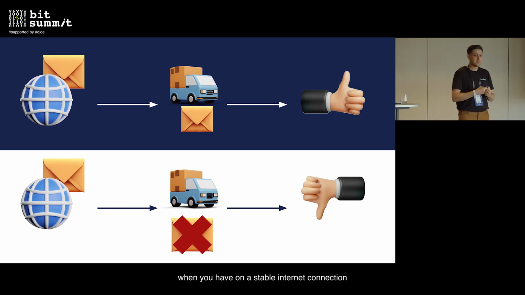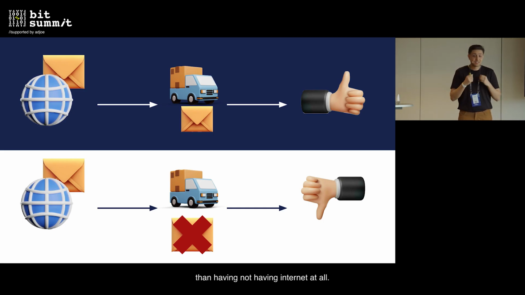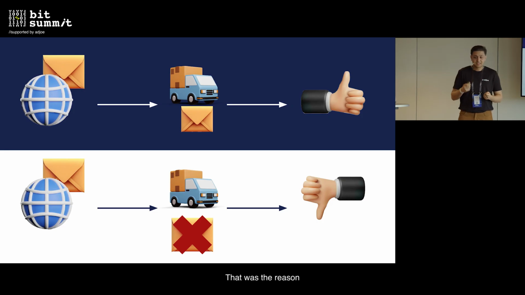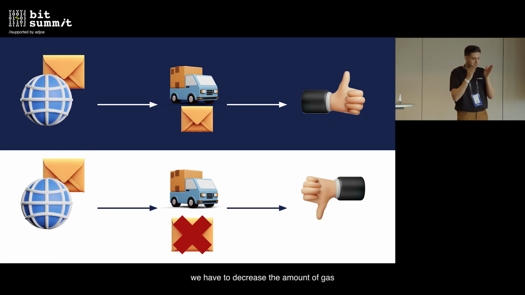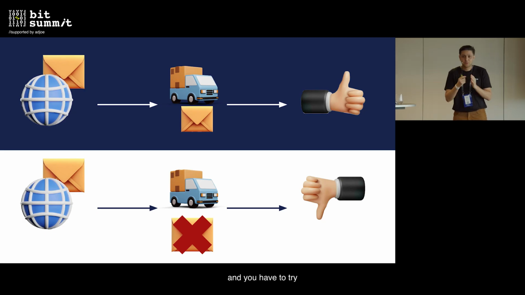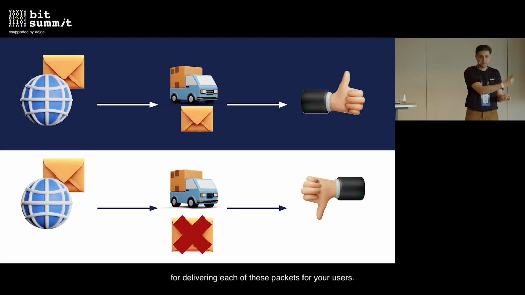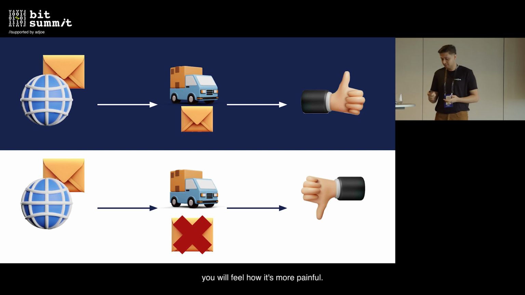That's the reason when you have an unstable internet connection and you want to access a website, it's much worse than not having internet at all. That was the reason from the first chapter when we were talking about how we have to decrease the amount of JS that we are shipping, because it will be divided into packets, and you have to try to deliver each of these packets to your users. And when the internet is unstable, you will feel how much more painful it is.